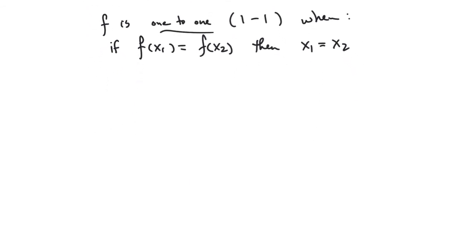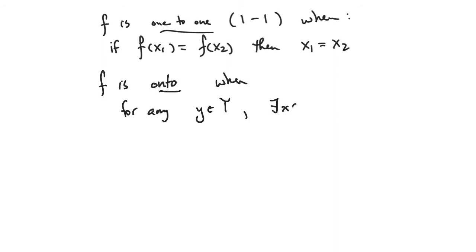And then there's also f is onto. And this one means for any value y in the codomain, there exists x in the domain such that f of x equals y. So this means every value in the codomain is hit by some value of the function. Right? That means it's onto. 1 to 1 and onto.